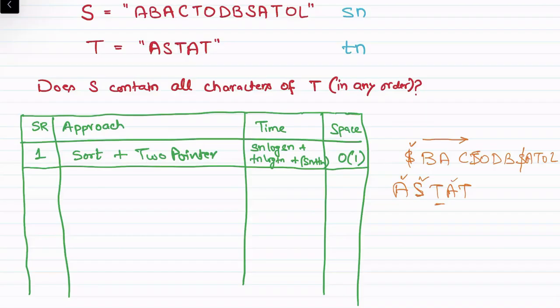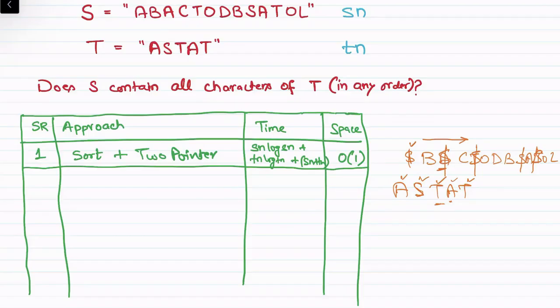You take a T, keep going left to right. Wherever you find T, replace that with a dollar. Again, take A, you find a match of A here, replace that with a dollar. You find T, replace that with a dollar. Replacing ensures that we are not matching the same character twice. So this will take care of the frequency.